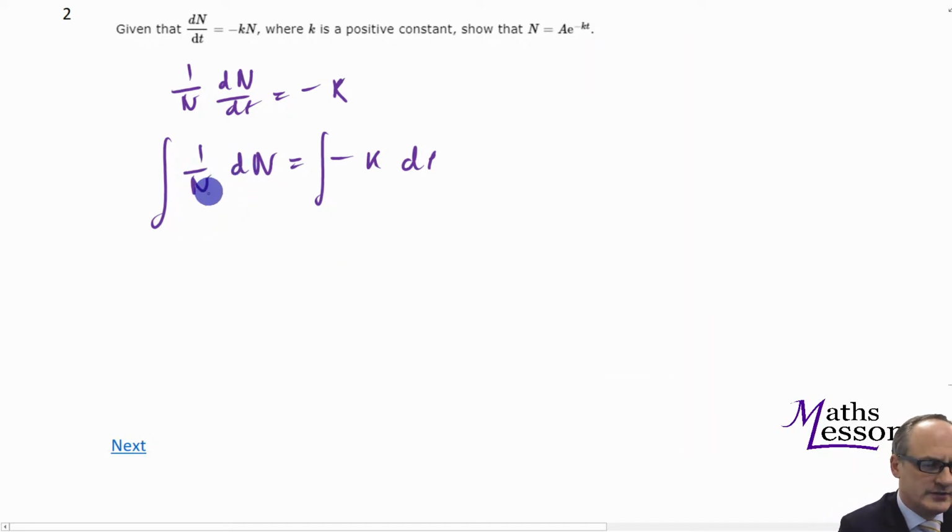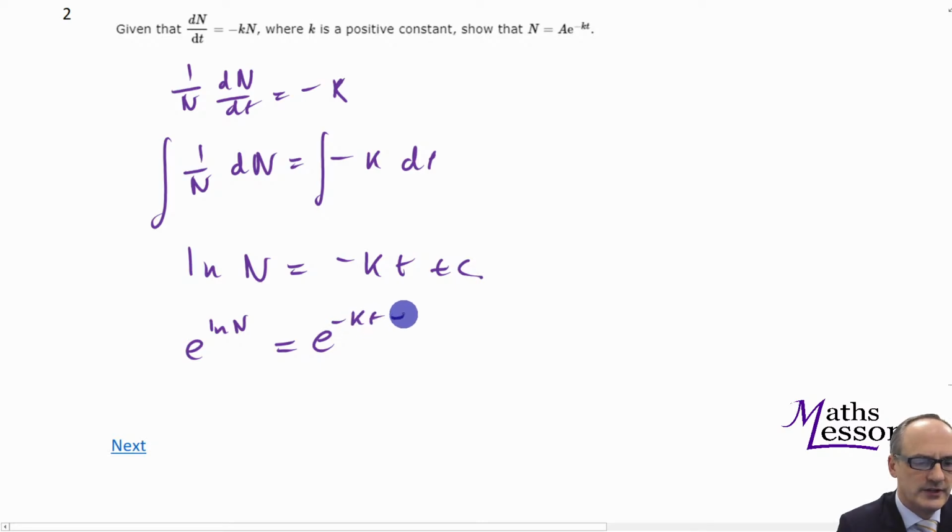So carrying on, let's do the integration. So we get natural log of n will equal minus k t, integrating this with respect to t, plus our constant. Raise both sides to the power of e. I'm just going to write it in like this, just for a different way of writing it, just so you can see more of the working.